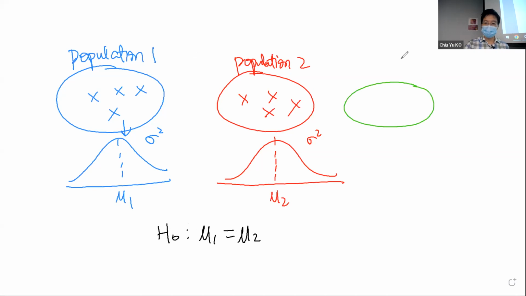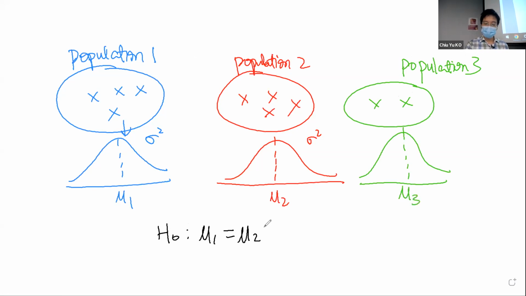Actually, as many as you want. So we can have population 3, and we have another one, which is mu3. We want to see if this, and so on and so forth. There are many groupings, as long as they have the same variance. In the population, we can just check if the means of each group are the same or not.